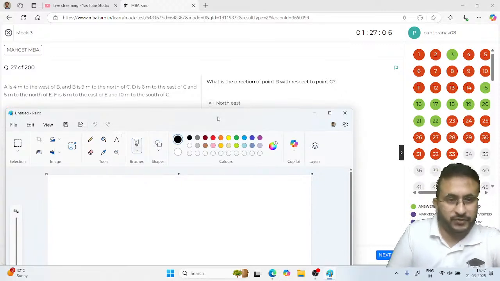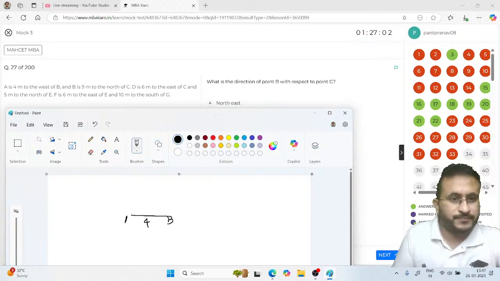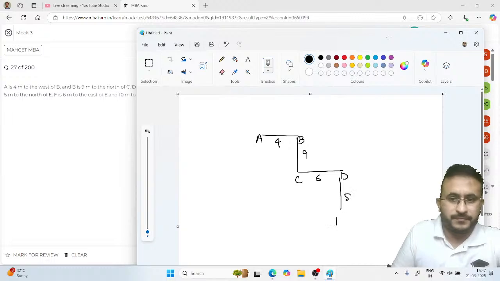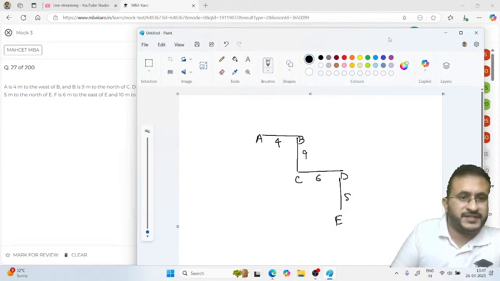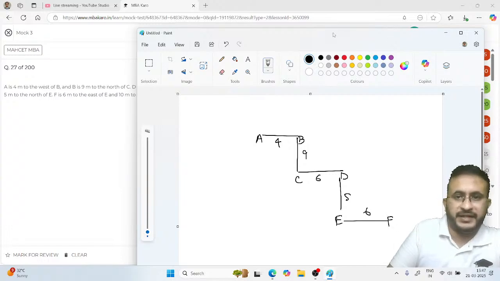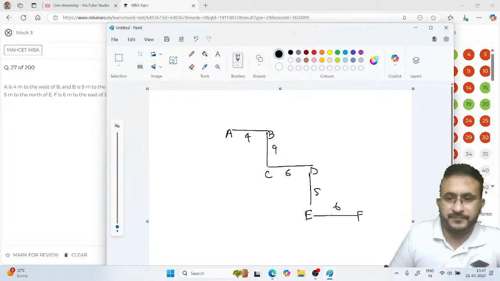A is 4 meters to the west of B and B is 9 meters to the north of C. D is 6 meters to the east of C and 5 meters to the north of E. F is 6 meters to the east of E and 10 meters to the south of G. 10 is right. So this is the diagram.